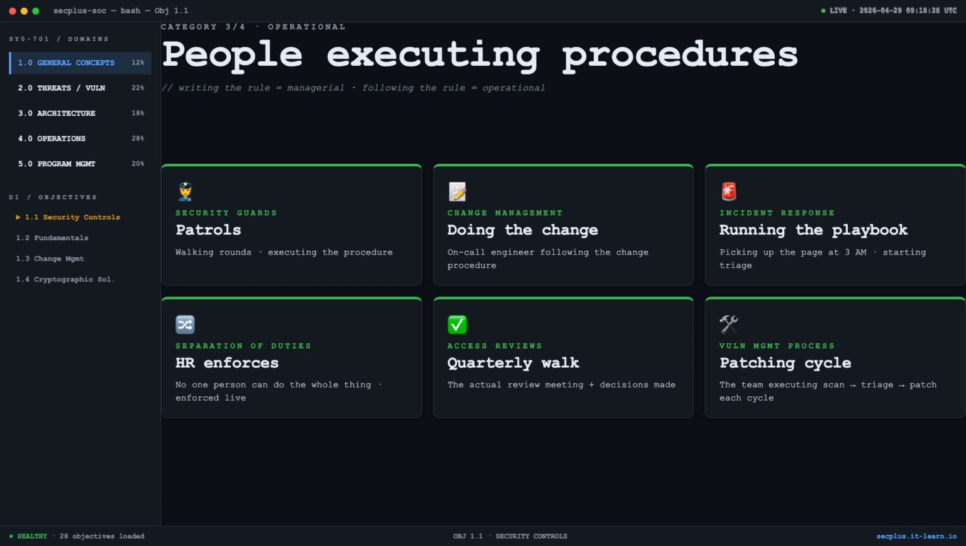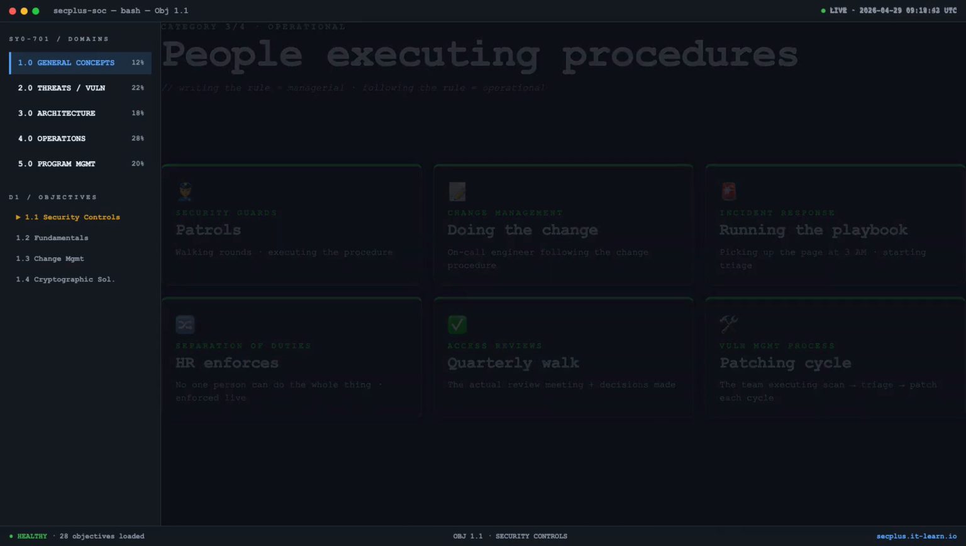Standard operating procedures, SOPs, bridge the two. The SOP document is managerial. The act of executing the SOP is operational. The exam will test that distinction by asking you which category the procedure falls into based on what the scenario is doing, writing it or following it.